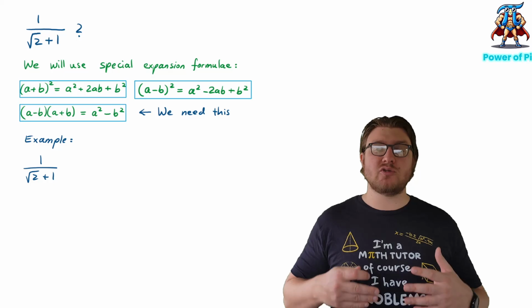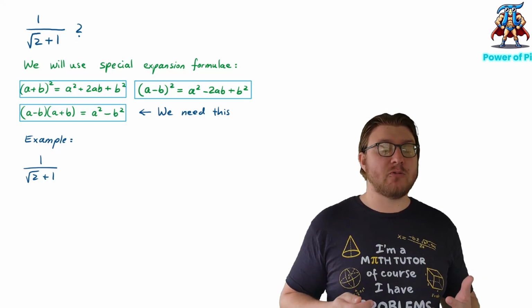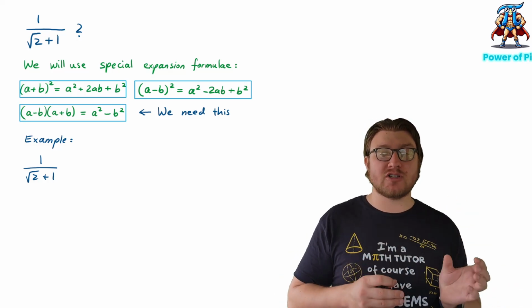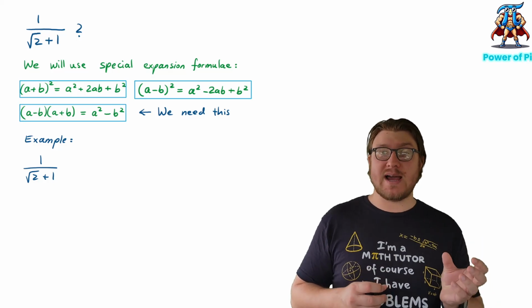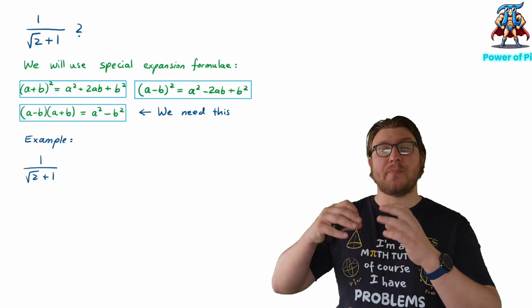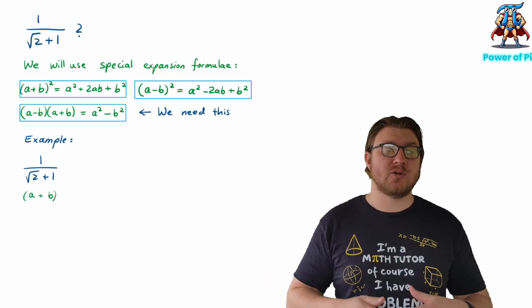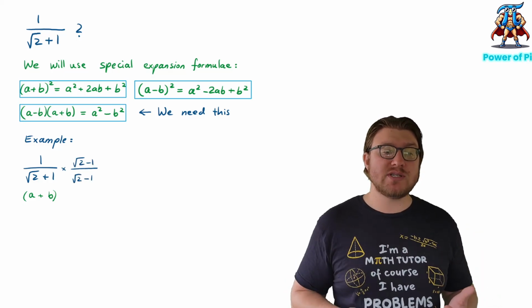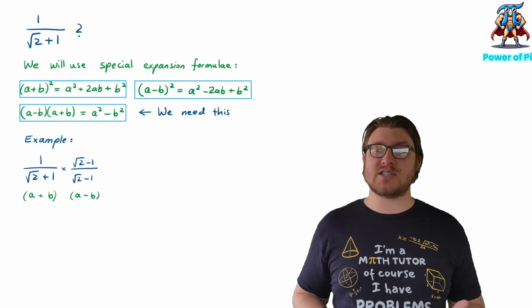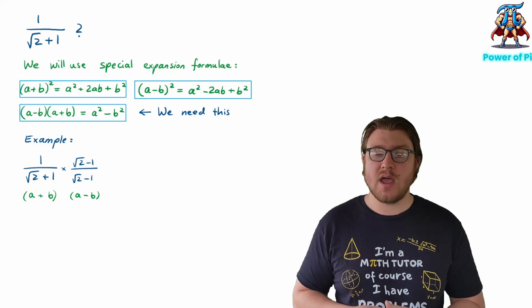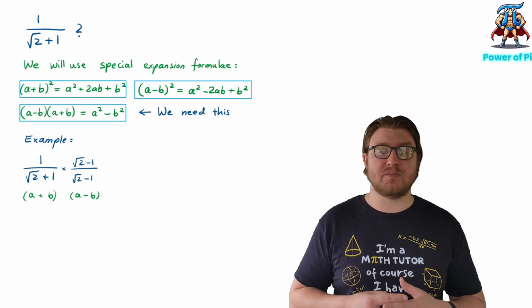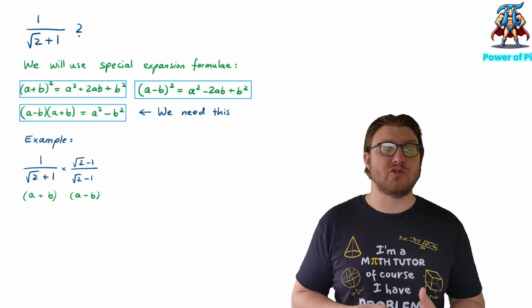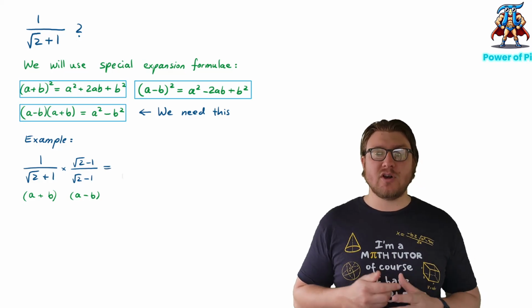If we want to drop some of these square roots, we need to multiply by something that gives us the first component as a square. That would be nice, then the square root would go away. But we can't have a middle term. So we're going to multiply by something that doesn't have a middle term. So we're going to use our formula where we have a minus b times a plus b. So we're going to multiply the denominator and the numerator by square root of 2 minus 1. Let's have a look what we get.